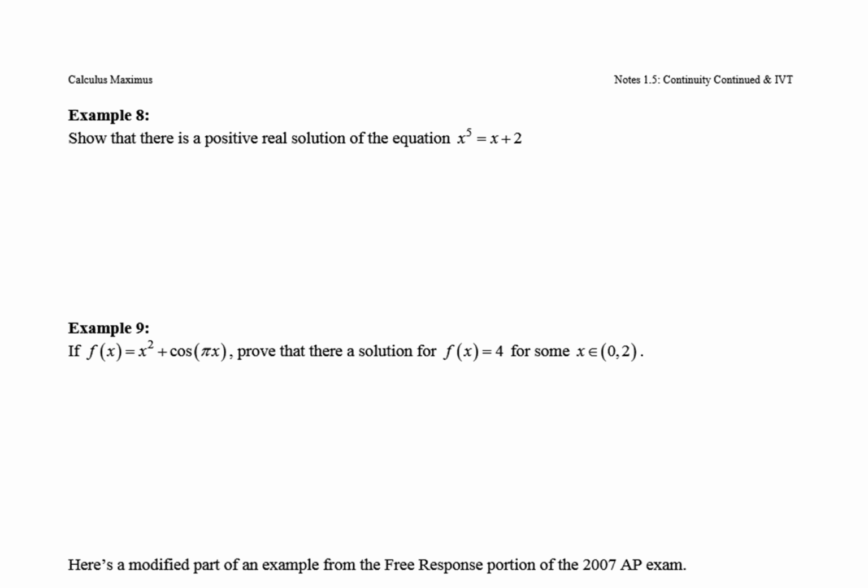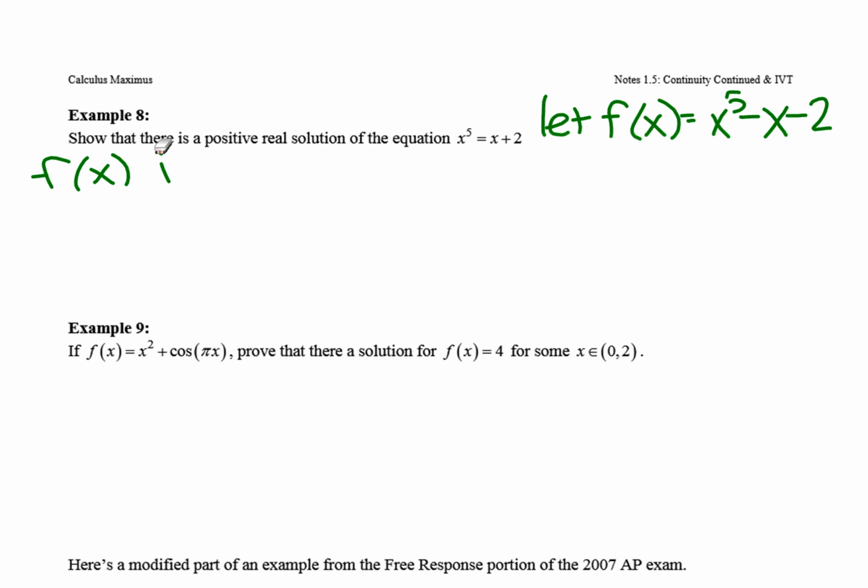All right, show that there's a positive real solution to this equation. So let's say let f of x, let's just move everything to one side, equal x to the 5th minus x minus 2. Okay, f of x is continuous since it's defined by a polynomial function for all real x values. Let's see. We need a positive real solution, so that means I need f of x to equal 0 somewhere. So just pick some values and plug in. I can pick 1, a good number to plug in. 1 minus 1 minus 2.